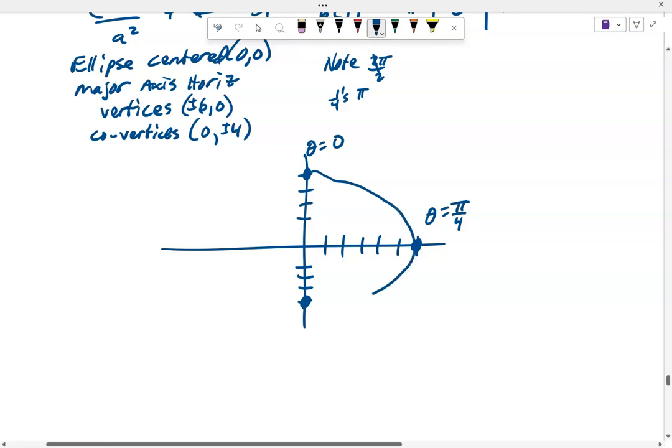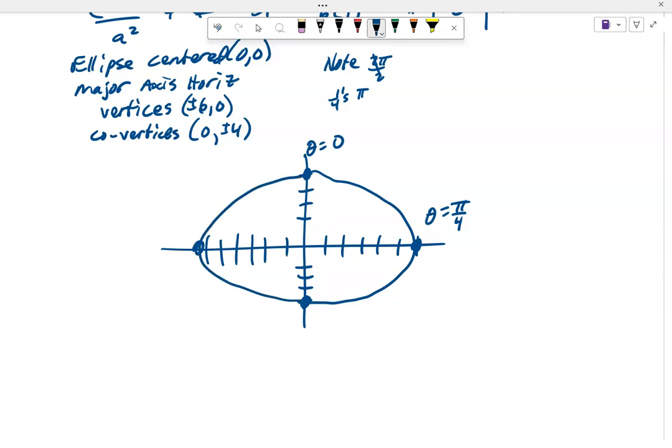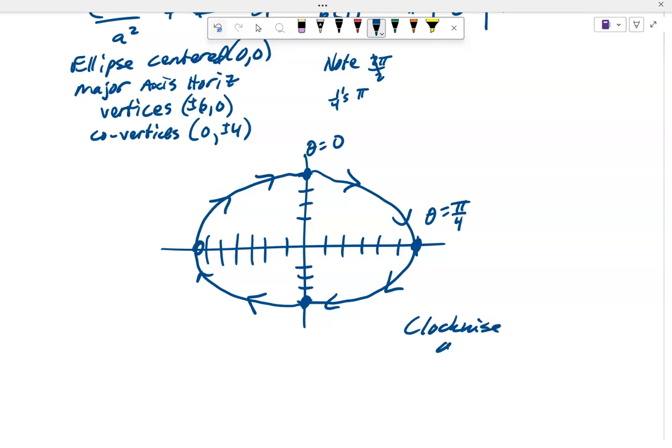Comes around here, and then negative 6. And that is like the all-time worst freaking ellipse. I can't draw these things, but anyways, my orientation is this way, so I'm a clockwise orientation here.